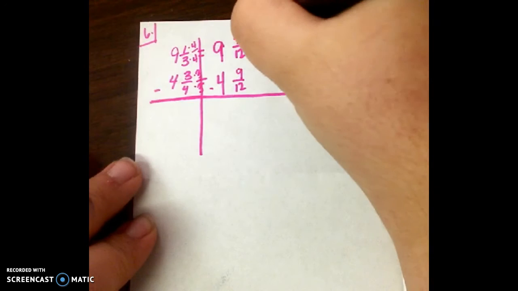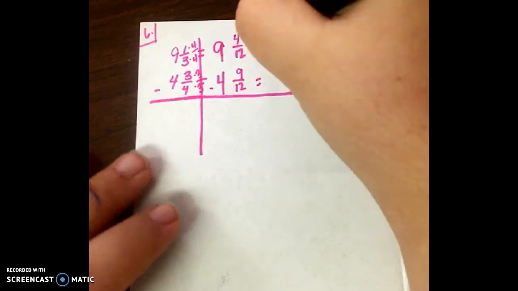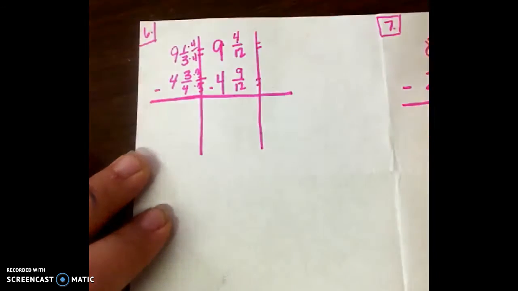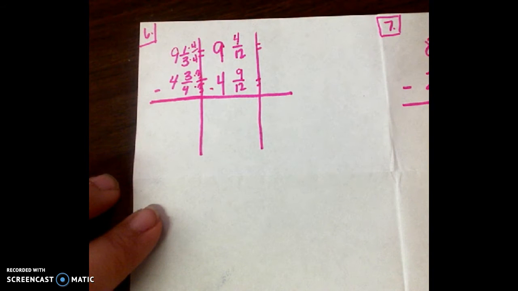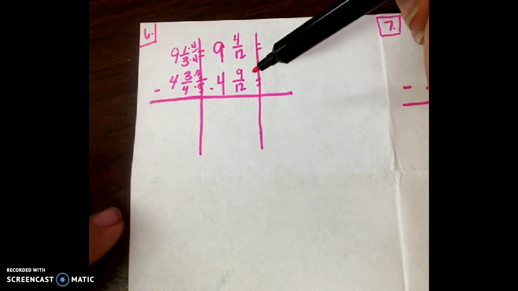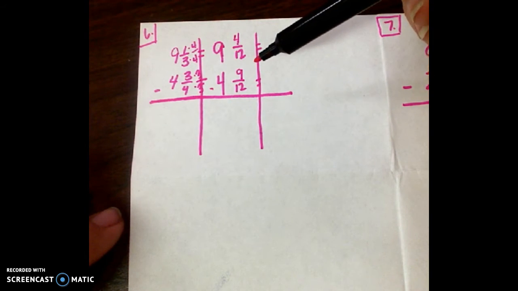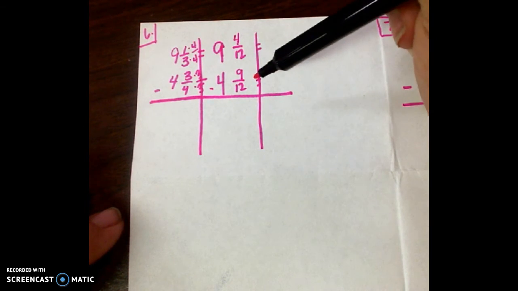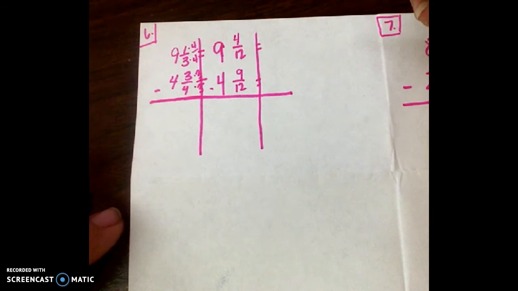What's the problem, though? The problem is that 4 is not 9. You can't take away 9 from 4. It's almost like saying you have 4 apples. Can you please give me 9 apples? Can't do it. 4/12 minus 9/12. You cannot do that. We need to regroup.